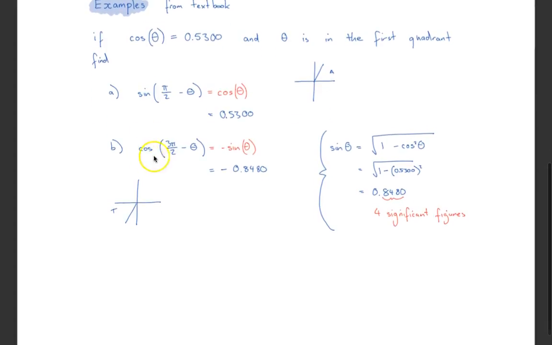Next one, cosine of 3 pi on 2 minus theta. If we sketch that out, 3 pi on 2 is here, minus theta. That puts us in the third quadrant. In that third quadrant, tan is positive, which means that cosine is negative. When we're dealing with angles that are referenced from the y-axis, of course, a cosine becomes sine.